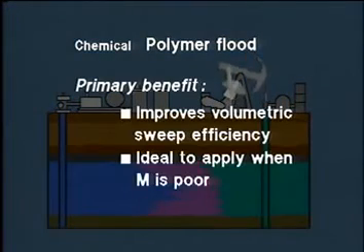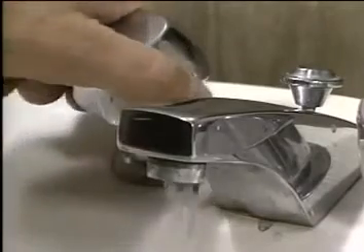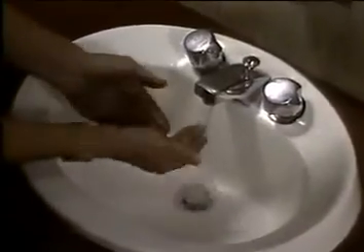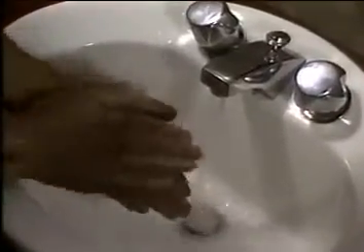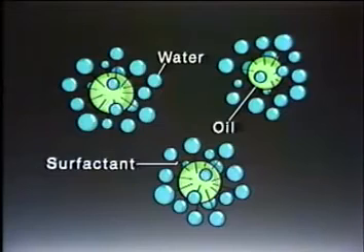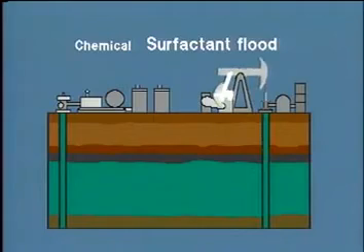The primary benefit of polymer flooding is in the improvement of the aerial and vertical sweep efficiencies and the acceleration of oil production. Our second chemical process involves the addition of surface active agents, or surfactants, to the injected water. A good example of a surfactant is the soap we use every day to clean our hands. These compounds can act to reduce the interfacial tension between the oil and water in the reservoir, reduce the residual oil saturation, and improve the displacement efficiency.